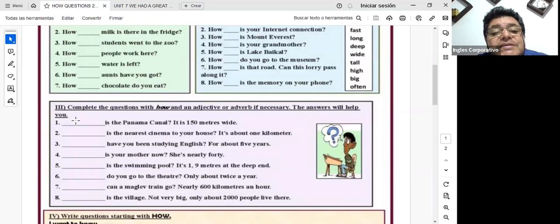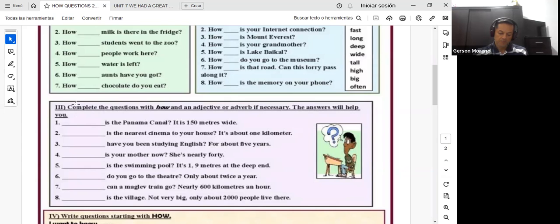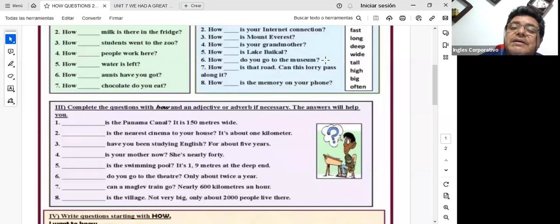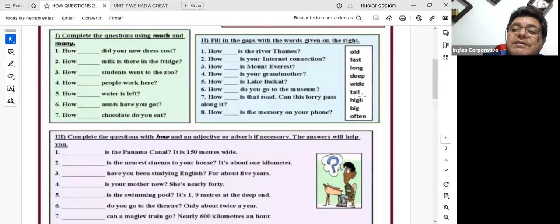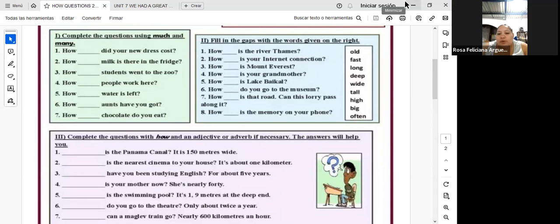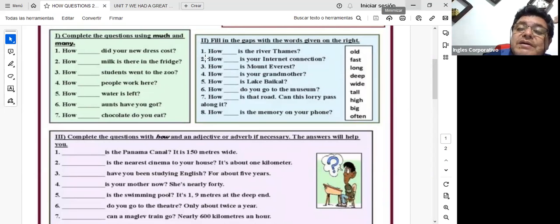Number two: the nearest cinema to your house. Oh, it's about 1 kilometer. How long? What other possibility do we have? It's not how long. Okay, look at the answer. It says the nearest cinema to the house, about 1 kilometer. I guess it should be better, you say, how far?